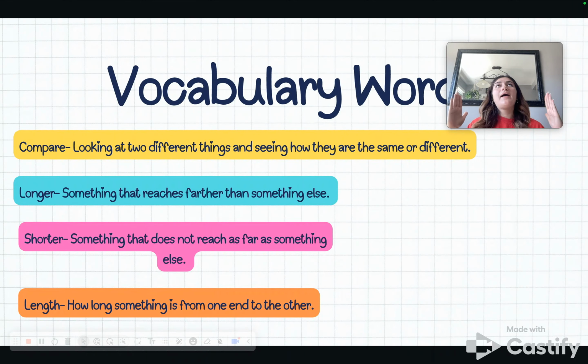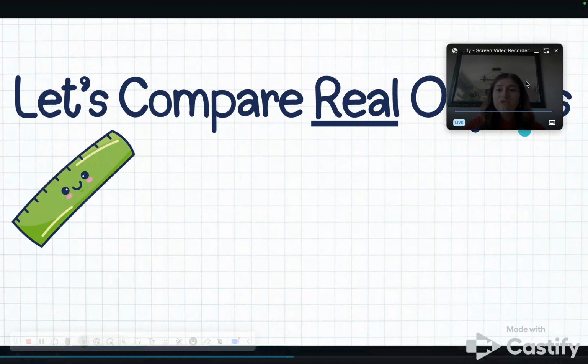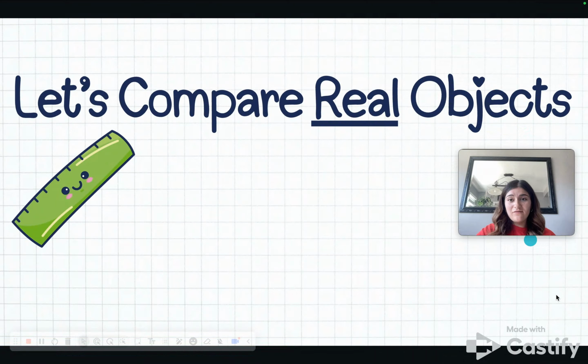Okay, what if I'm asking you something that is shorter? How can we use our hands to show something that is shorter? I'm seeing a lot of us do this, right? And this shows something that is a lot shorter, something that does not reach as far as something that is longer. Good job.